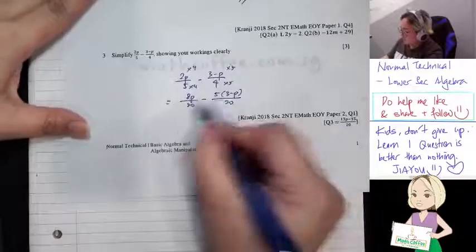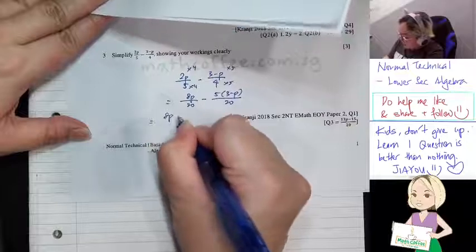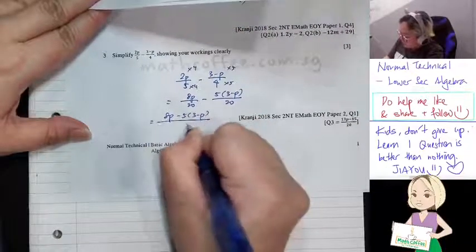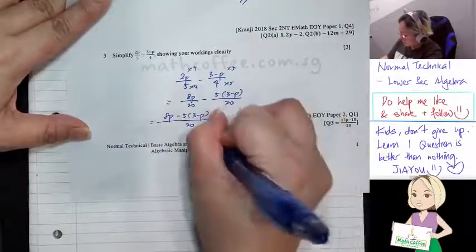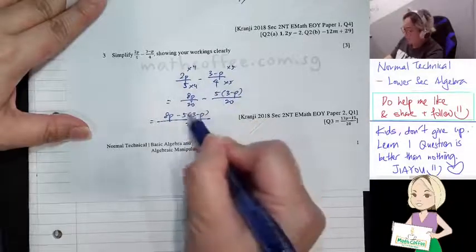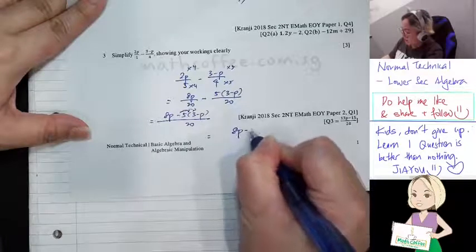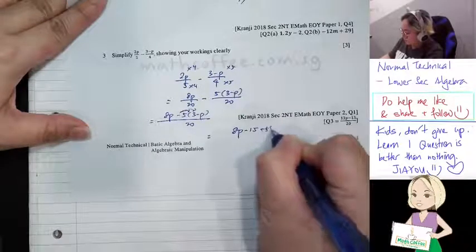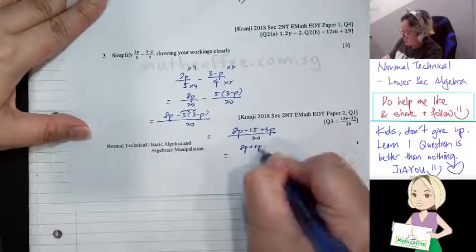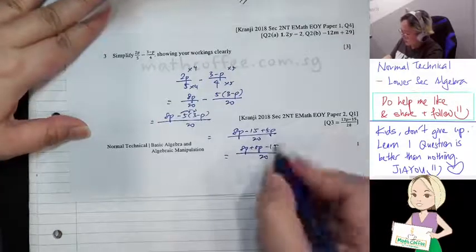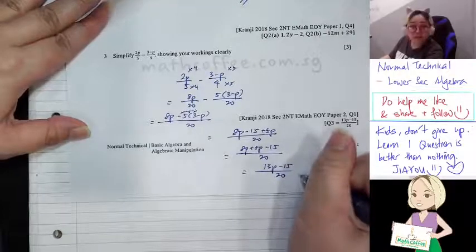Okay, so after that, we're going to combine into a single fraction. So we have 8p minus 5, 3 minus p, the whole thing over 20. So we're going to rainbow. This part you're going to rainbow. So you will have 8p minus 15 plus 5p over 20. Group the like terms together: 8p plus 5p minus 15 over 20. In the end, you get 13p minus 15 over 20. And this is the final answer.